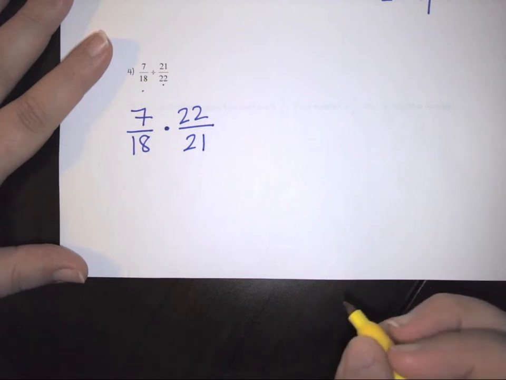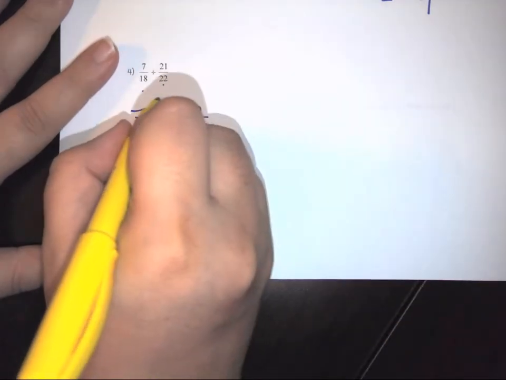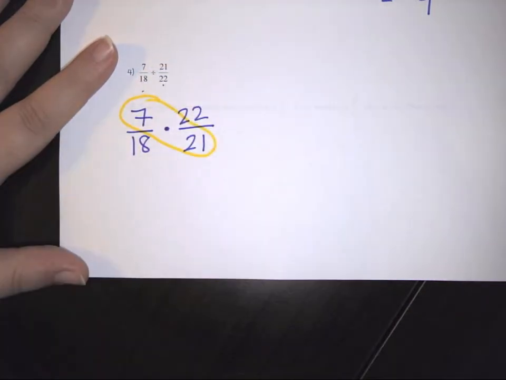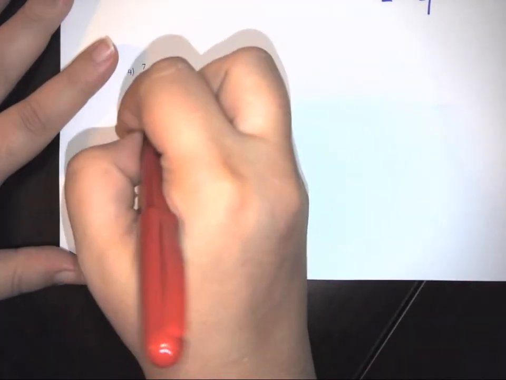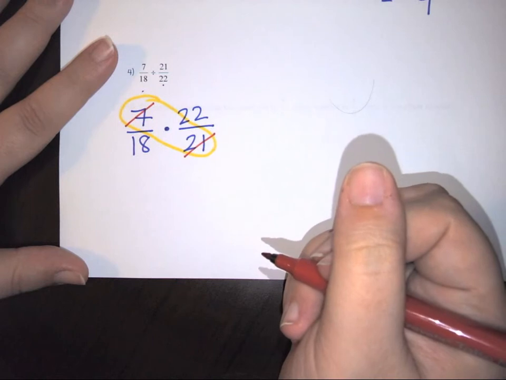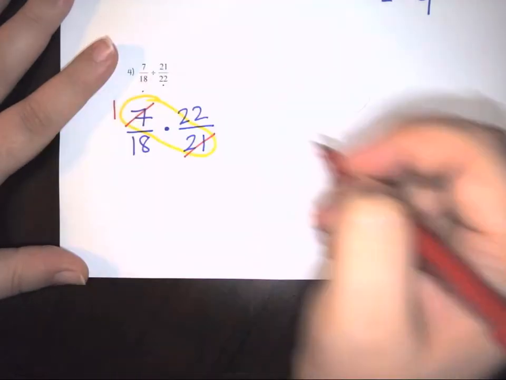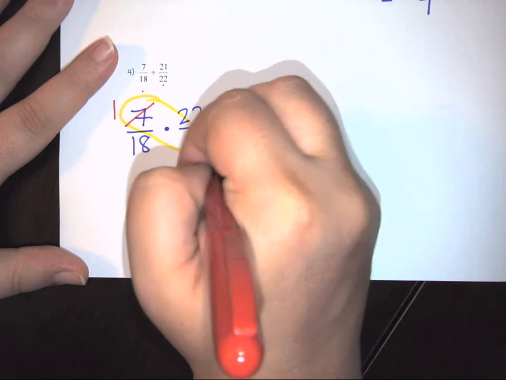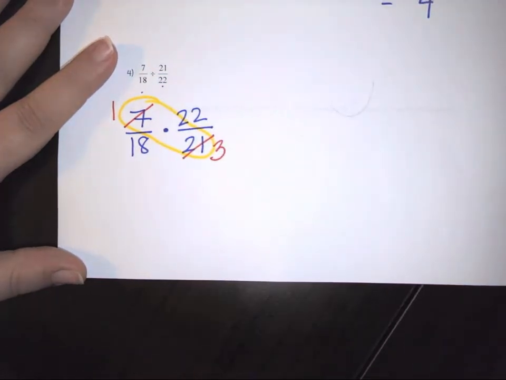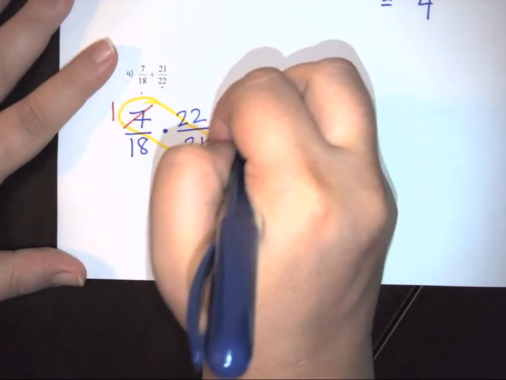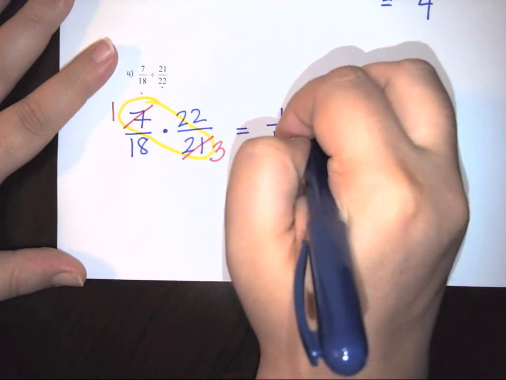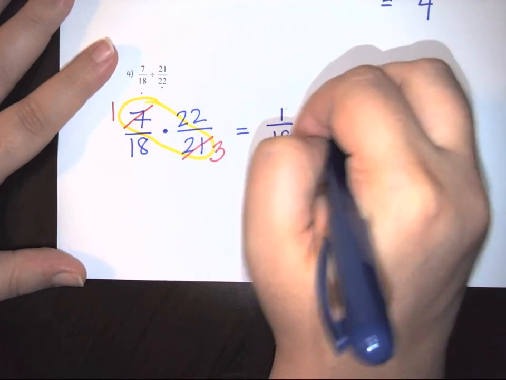So with this, again, we can look at 7 and 21. Both of these will reduce down. 7 goes away, leaving 1 behind. And when I pull a 7 out of 21, I get a 3. So therefore my fractions become 1 over 18 times 22 over 3.